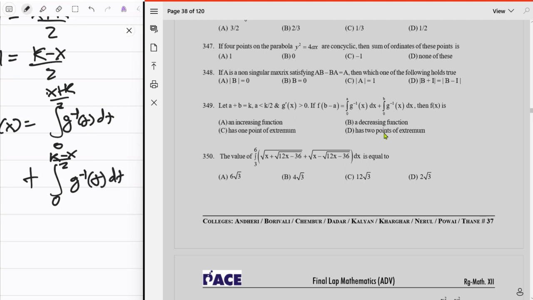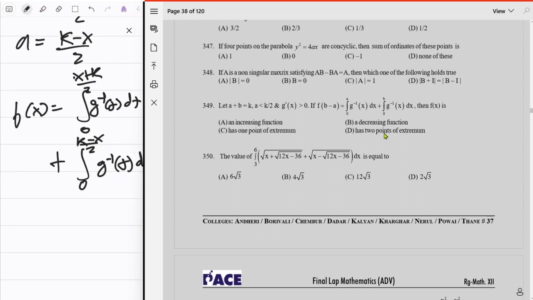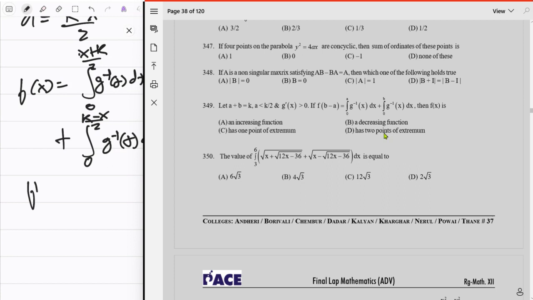g dash of x is bigger than 0, so g is an increasing function, then g inverse is also an increasing function, right? Yeah, that's right. So g inverse is also an increasing function, so it goes like this. Okay, then what's the derivative of f? Just f dash of x.